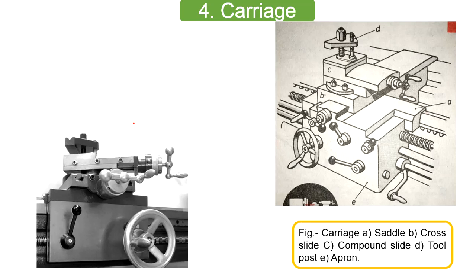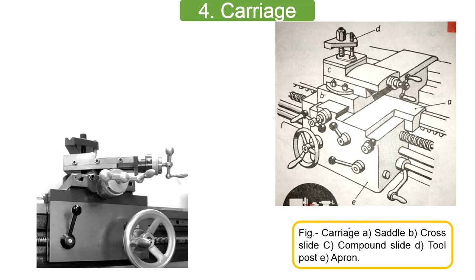Then we have the next important part, the carriage. The carriage is mounted between the headstock and tailstock. What is the function of the carriage? The carriage has different parts, and with the help of these parts it will also hold the tool.